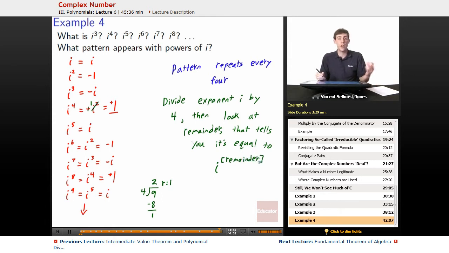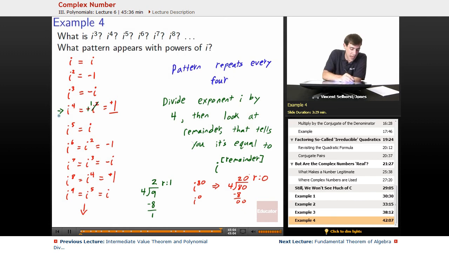So for example, if we wanted to figure out what i to the 80th is, which is divisible by 4, right? So we can see, oh, that's just i to the 4 times 4 times 4 times 4. If we divide 80 by 4, how many times does that go into 80? 4 goes into 8 twice. So that gets us 8 minus 8, 0, bring down the 0, 0. We get 20, and our remainder is 0. So that would be the equivalent of i to the 0th, which is just the same thing as i to the 4th, which is +1.